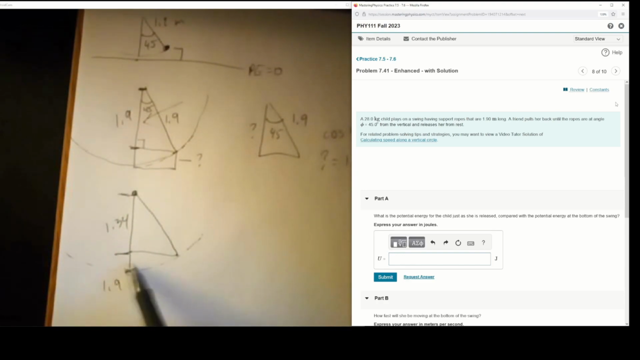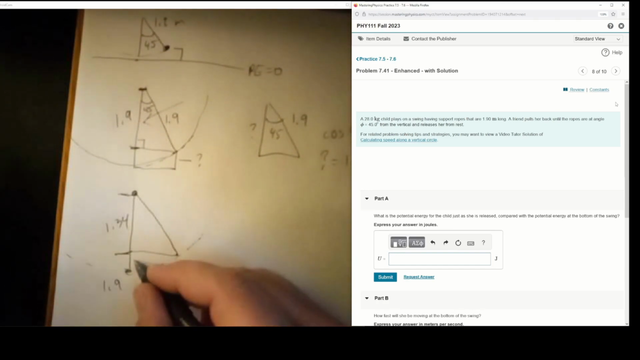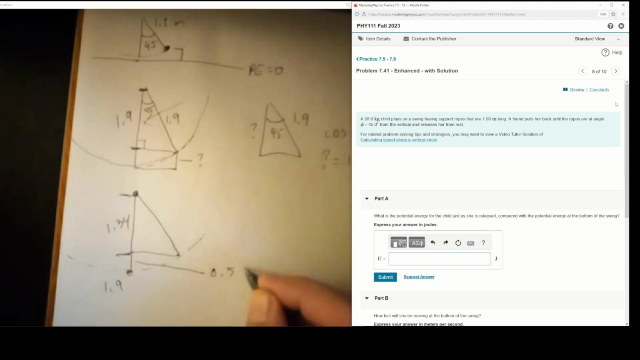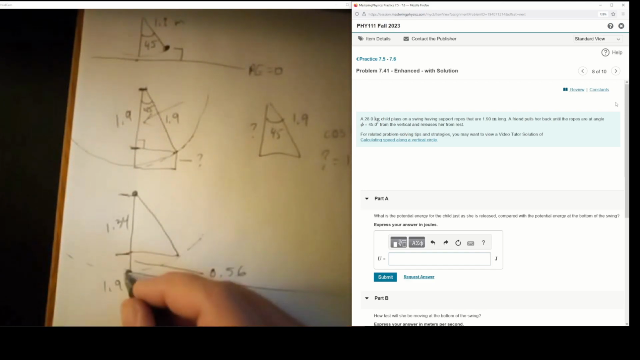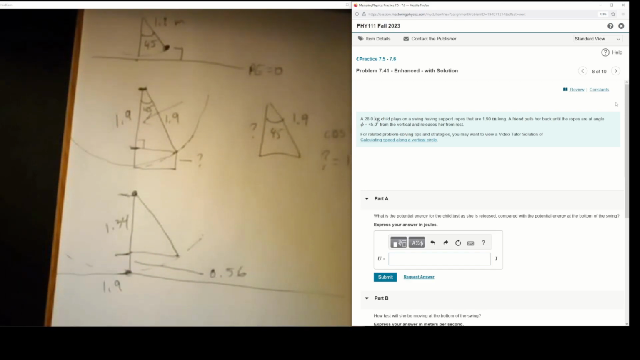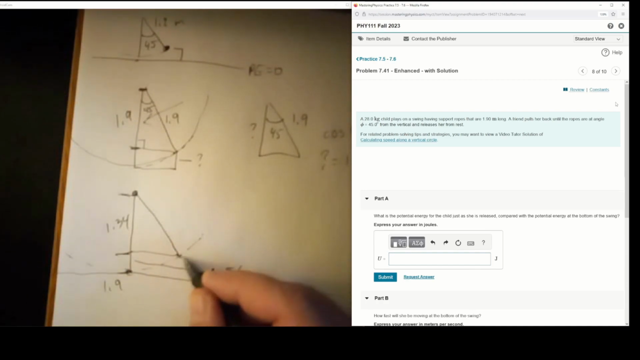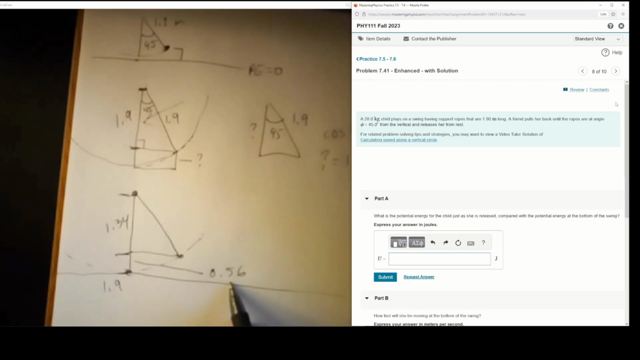And so the distance that's left over, this distance left over here then is 0.56. That's how high the child is above the ground. So here's our ground. Remember the swing is going to scrape against the ground here. So when a child is pulled back to this point, they're 0.56 meters above the ground.